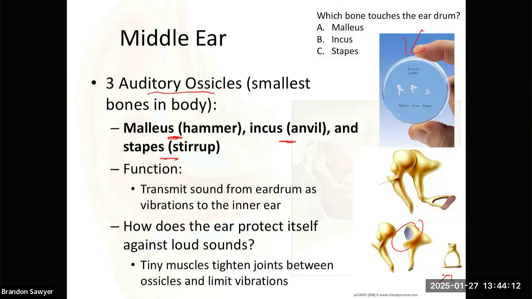Yeah, we'll talk about it, but once we get to the cochlea, it'll make more sense. If I don't answer it when we get to the cochlea, then you can ask it again.